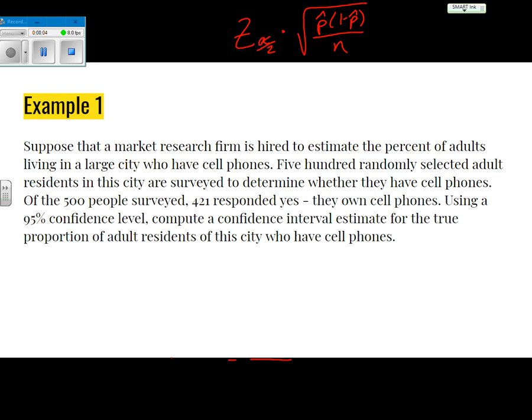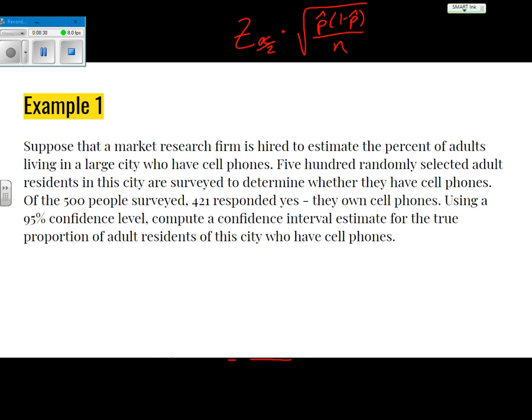Okay, so suppose that a market research firm is hired to estimate the percent of adults living in a large city who have cell phones. 500 randomly selected adult residents in this city are surveyed to determine whether they have cell phones. Of the 500 people, 421 responded yes, they own cell phones. And so I want to use a 95% confidence level. I want to compute a confidence interval estimate for the true proportion of adult residents of the city who have cell phones.